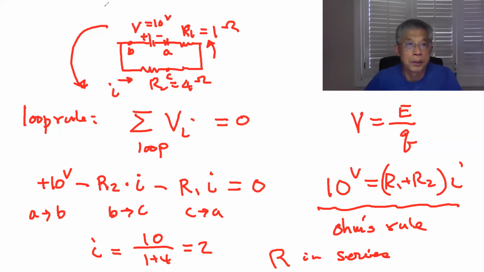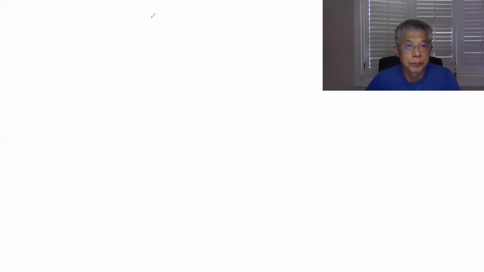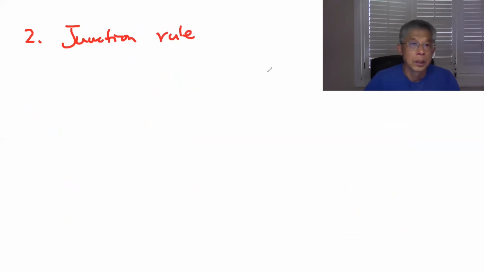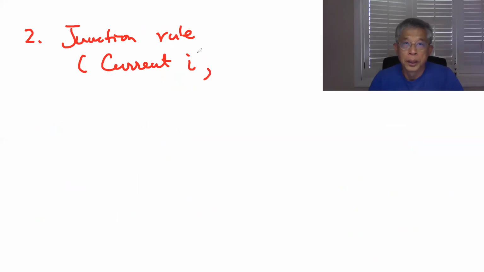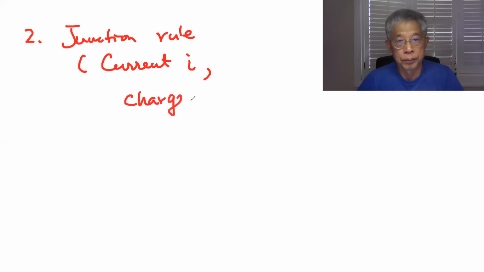Now let's talk about the junction rule. Number 2, the junction rule. The junction rule is also called the current rule. Current means the I. It's also called the charge conservation, conservation of charge. So it's a lot of conservation rules.